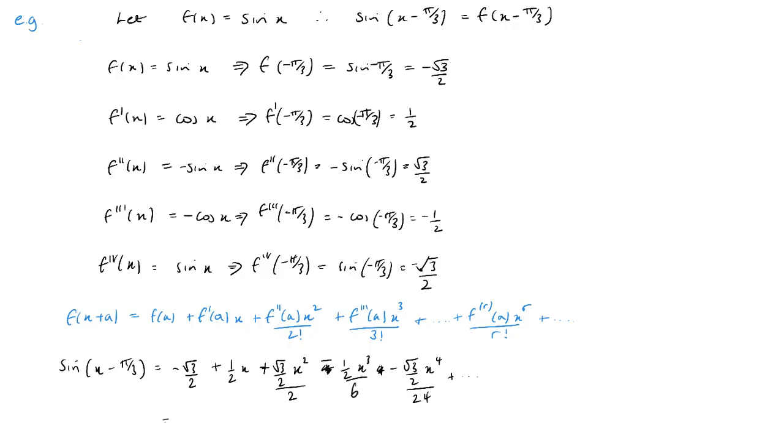Now just sorting these out, we got minus root 3 over 2 plus x over 2 plus root 3 over 4 x squared minus x cubed over 12 minus root 3 x to the power 4 over 48. And that is my Taylor series expansion of sine(x minus pi by 3).